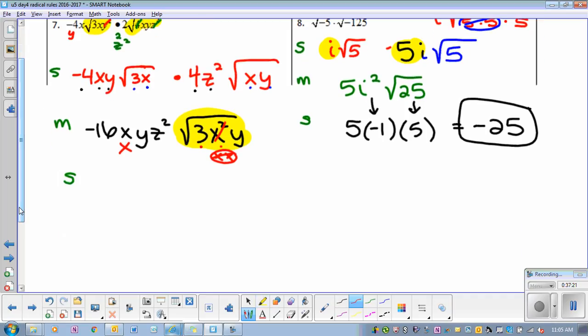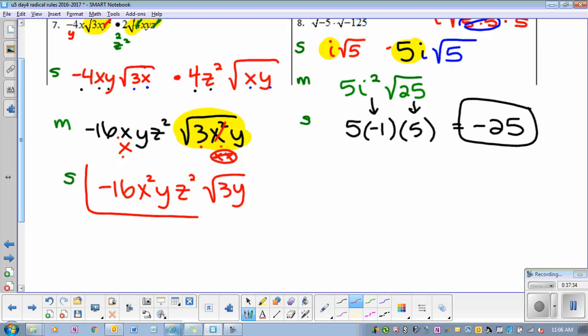So let's rewrite our answer. Negative 16. Now I have 2 x's here, so that's x squared. Y, z squared, root 3y. And that's my final answer for number 7. I know, it's a lot of work. I promise you, it'll make your life a little bit easier if you actually do all those steps out, okay?